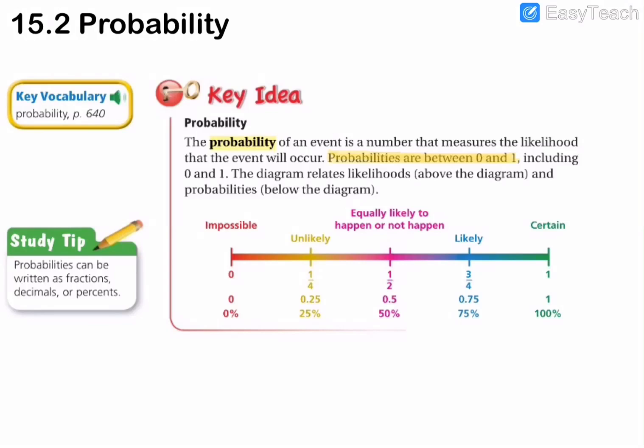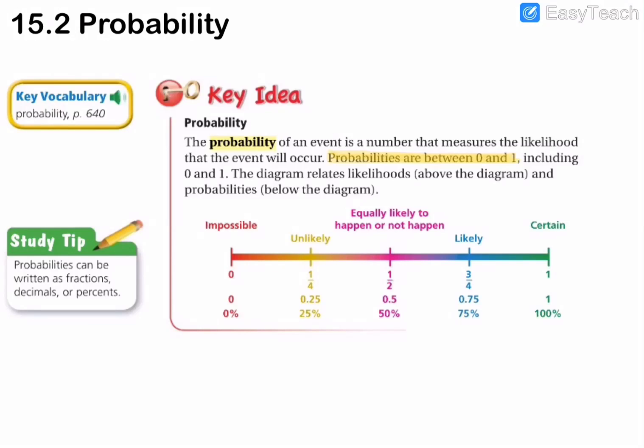So this diagram right here is what you'll need to reference back to when talking about probability and they're asking about the likelihood of something occurring. As this diagram states in the key idea, the diagram relates the likelihoods, which are the words that are above the diagram, and the probabilities, which are below the diagram. So this is comparing the different terms you would use when talking about the likelihood of an event happening.